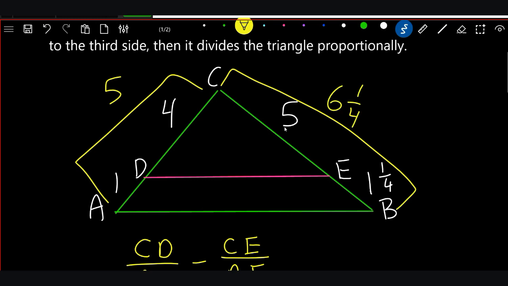Now, so those are the sides. The big numbers are the sides. That's the side and that's the side. That's AC and BC. Now, these other numbers are segments. So that segment is 4, this segment is 4, this segment is 1, and so on.